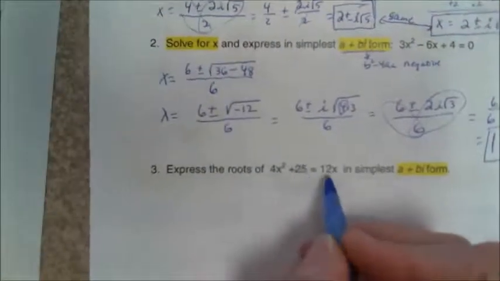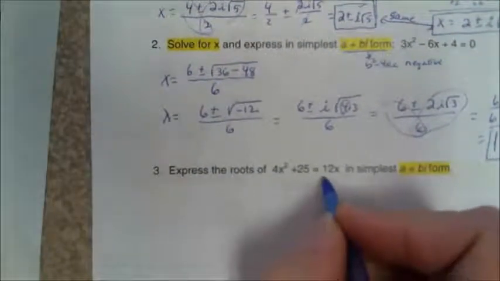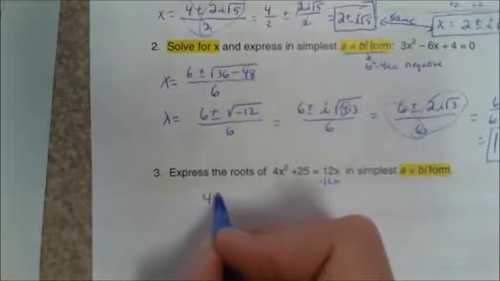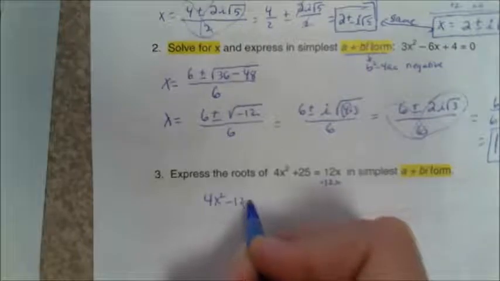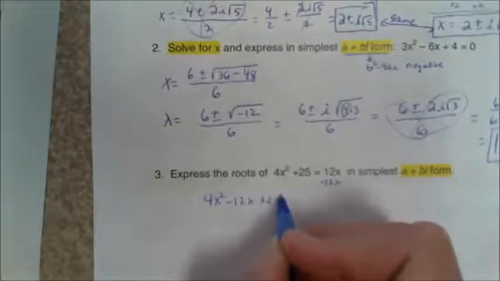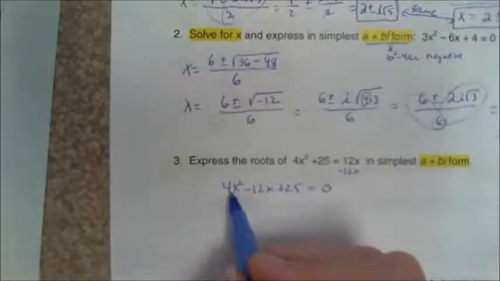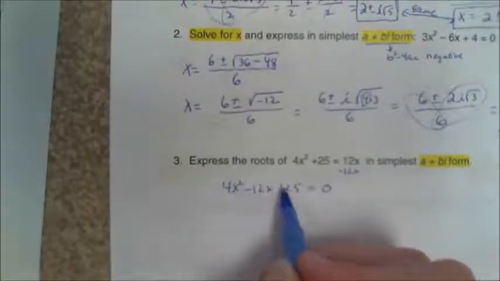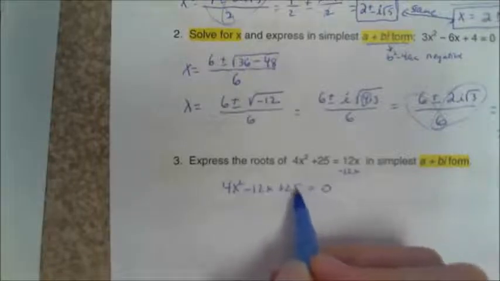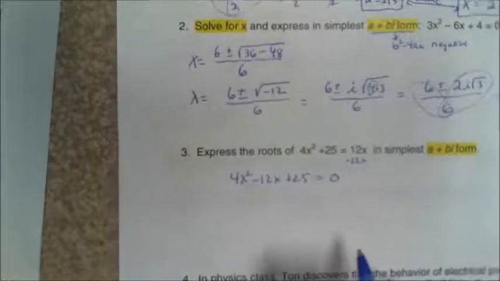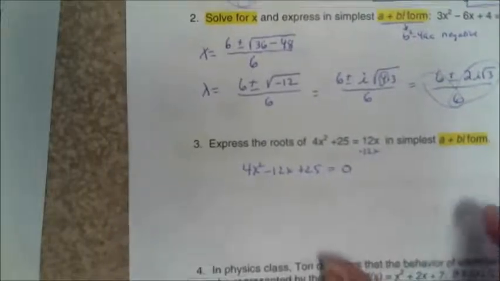Here's a quadratic equation that is not in standard form. You're going to have to subtract 12x from each side, and you're going to have to write it as 4x squared minus 12x plus 25 is equal to 0. Well, again, we have an a that's greater than 1, and these are not all divisible by 4. The 25 isn't. So I would say the quadratic formula is probably the best way to solve this particular question.